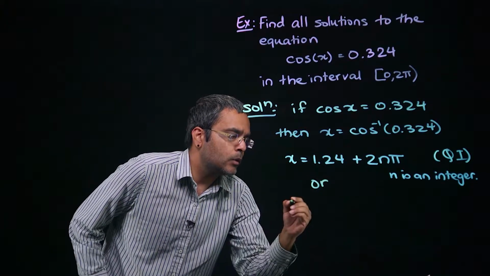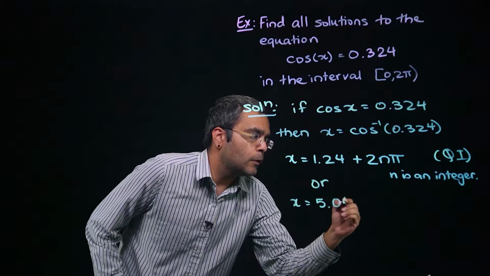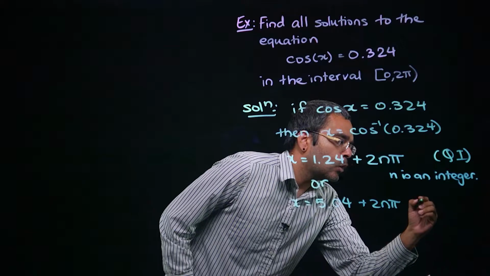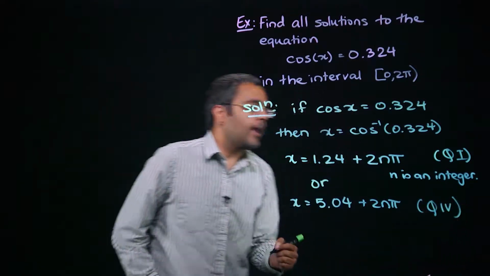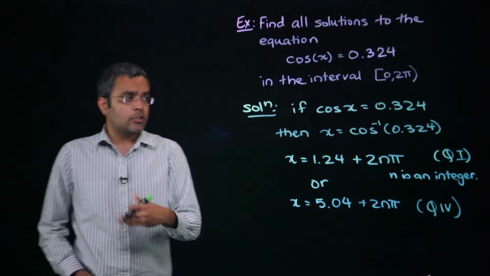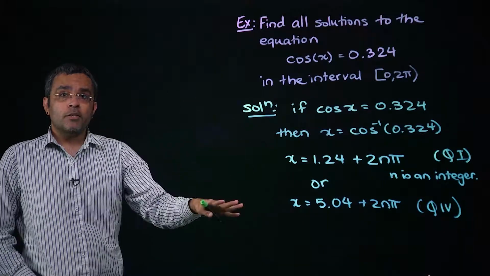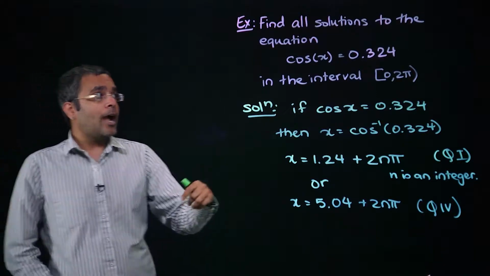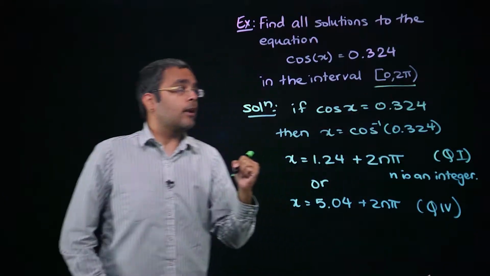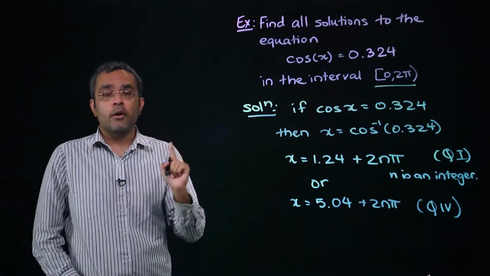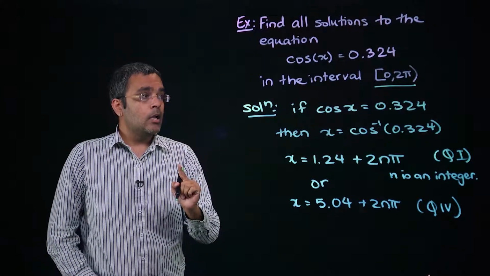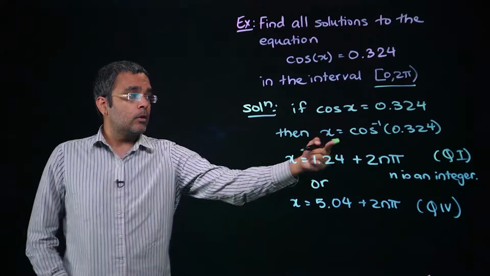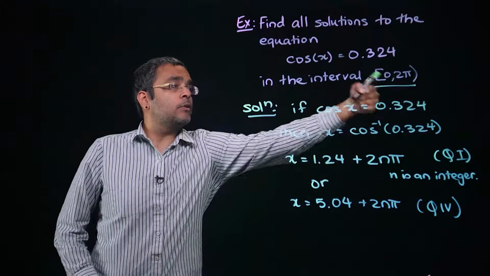So I can say x equals 5.04 plus 2n pi. Okay, and this one is in quadrant 4. And again, n is an integer. Okay, it can be a positive integer or a negative integer. So these are all my solutions to this equation cosine x equals 0.324. However, I'm interested in solutions that are in 0 to 2 pi, or basically just one complete revolution. Okay, so what I'm going to do here is start taking values of n, and we'll see which of those fit in there.